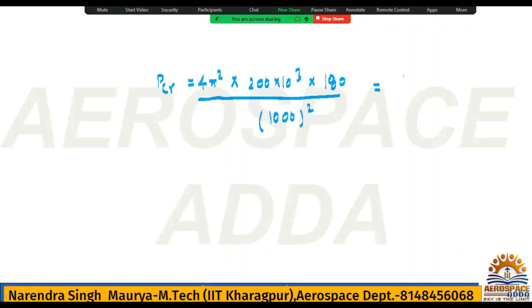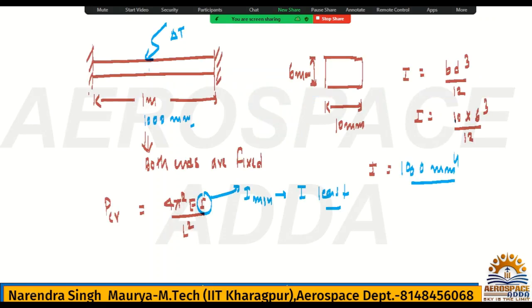So this PCR is 1.78 Newton. This is the PCR. How to connect this PCR with the thermal expansion? Very simple. Thermal stress I had explained, and if you remember, this is the critical load. This load we can connect with the stress. And they are asking at what temperature it will start buckling.